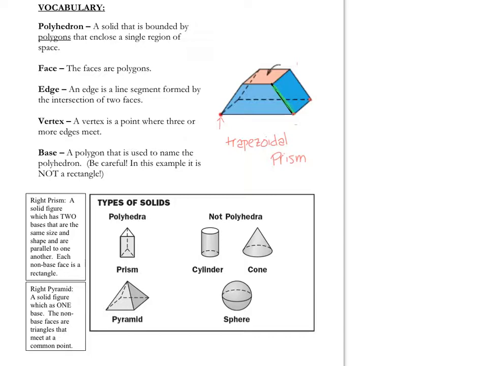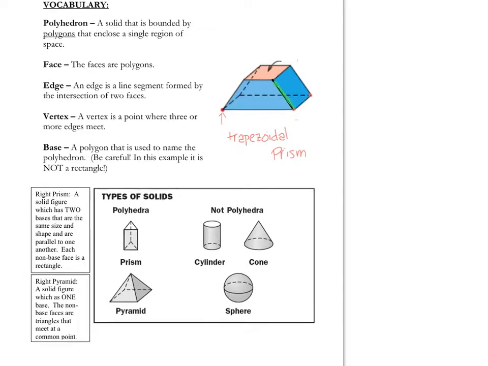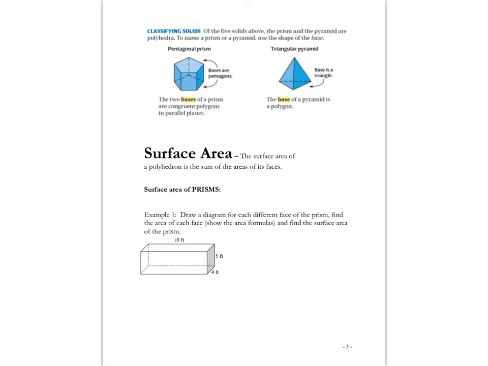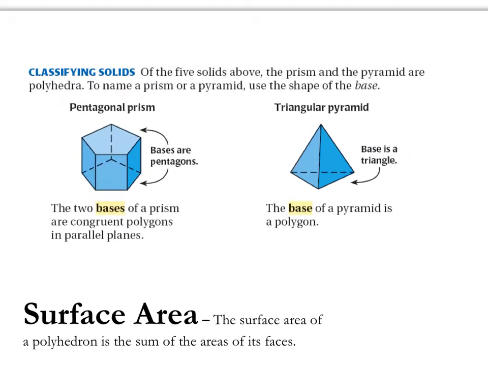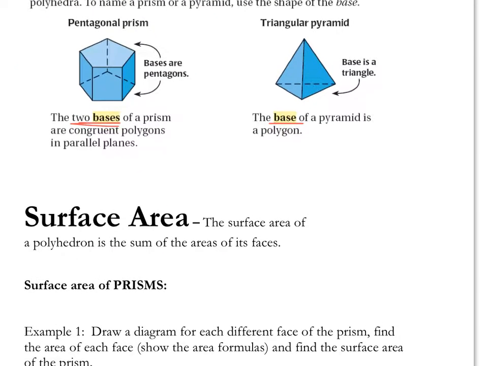Pyramids come to a point and only have one base. Prisms have two bases. So that's what this talks about. Prisms have two bases, one base for a pyramid. They all come to a point. Okay? So this is a pentagonal prism because the bases are pentagons. This is a triangular pyramid because the base is a triangle.